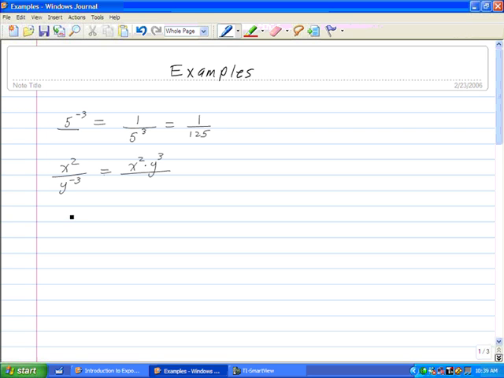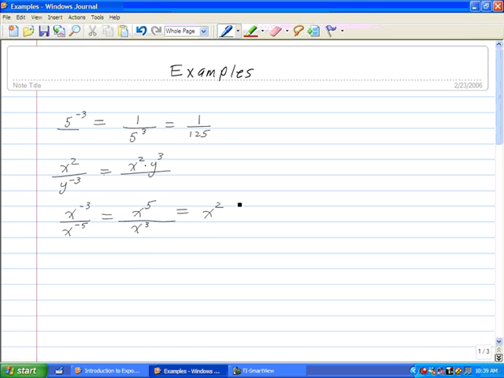Another example. X to the negative 3rd over x to the negative 5th. Alright, let's take a look. This on top, negative power. It's in the wrong place. Move it. Make the power positive to say it's been moved. On the bottom, negative power, wrong place. Move it. And then, quotient rule again, 5 minus 3 is a positive 2.